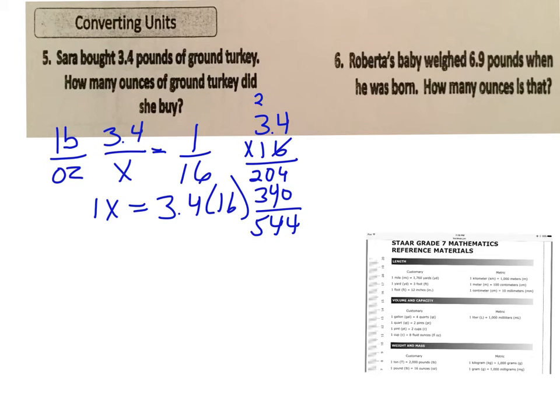Do not forget to put your decimal in there. You have 1 decimal in this question, so that means you have to have the 1 decimal spot in your answer. So that gets you a final answer of 54.4 ounces of turkey.